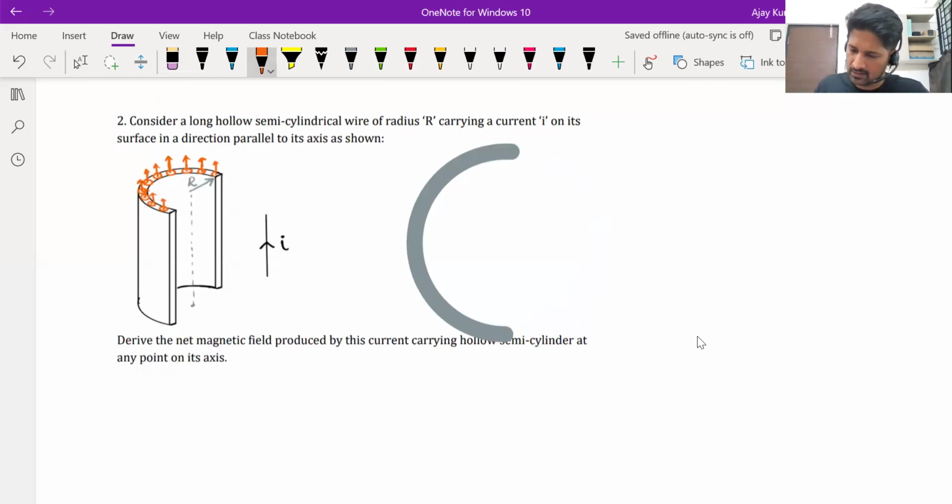Okay, and there are currents everywhere flowing towards you. Each current is dI, total current is I. They're all towards you. And we need the net magnetic field at a point on its axis. So at this point. Let's consider that first current. Let's call this current dI. So in the diagram, in the left side diagram, you can see it is this current that I'm referring to. dI. We know the direction in which it creates the magnetic field. It will be this way.